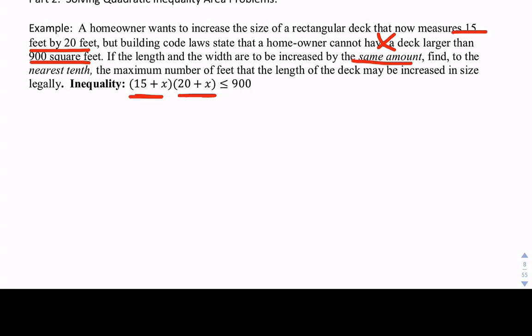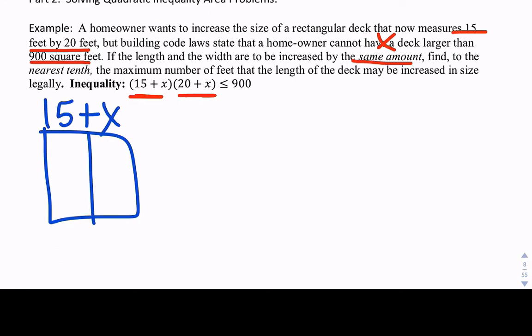inequality. So looking at what we've done before, it was already in standard form. This is in factored form. We'd want it in standard form. So first step, let's multiply this out. So let's do this in, how about blue? We're going to multiply out 15 plus x, 20 plus x.